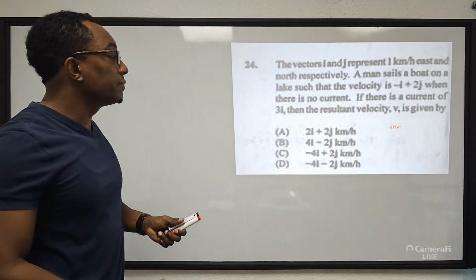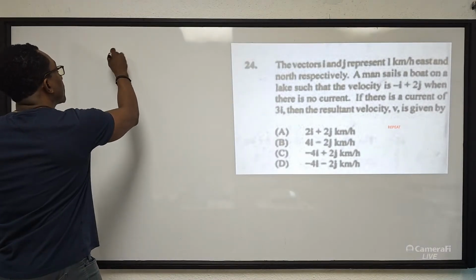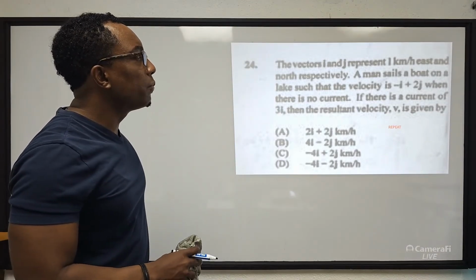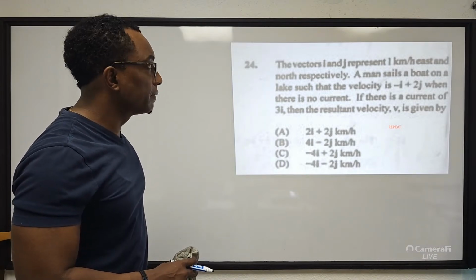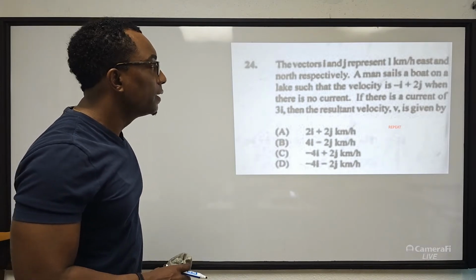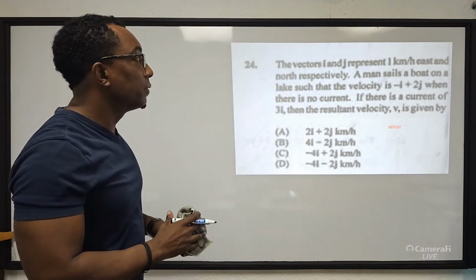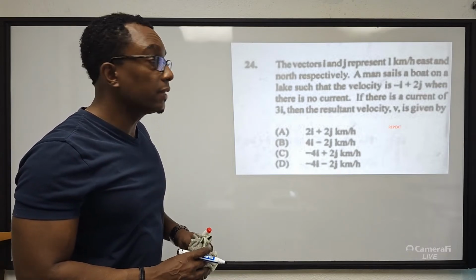So again, last time we would have done this question. It says here for 24, vector question, by the way. The vectors i and j represent 1 kilometer per hour east and north respectively. So i represents 1 kilometer east, j represents 1 kilometer north. So you know the magnitudes of your vectors can be represented in terms of i and j.